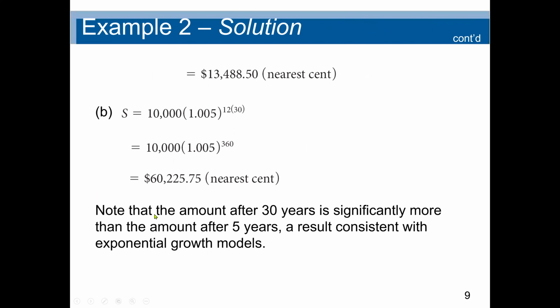So now here they say we should know that the amount after 30 years is significantly more than the amount after 5 years, a result consistent with the exponential growth model. As we said earlier, as x increases, the y will be increasing exponentially. They don't increase at a constant interval, and that would be a linear function. With a linear function, y increases at a constant rate, the same interval.